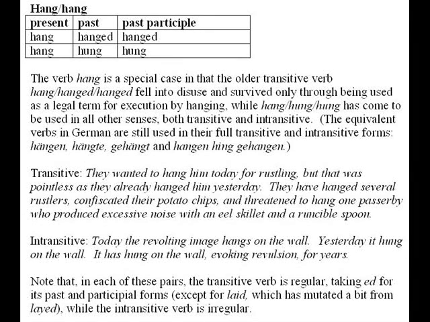Hang and hang are actually two different verbs, one transitive and the other intransitive. The verb hang is a special case, and the older transitive verb, hang, hanged, hanged, fell into disuse and survived only through being used as a legal term for execution by hanging, while hang, hung, hung has come to be used in all other senses, both transitive and intransitive. The equivalent verbs in German are still used in their full transitive and intransitive forms, hängen, hängte, gehängt, and hangen, hing, gehangen.